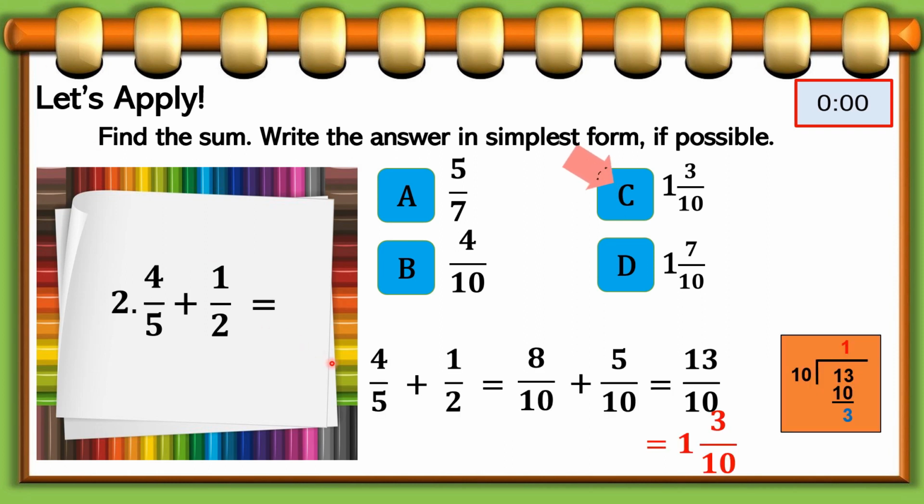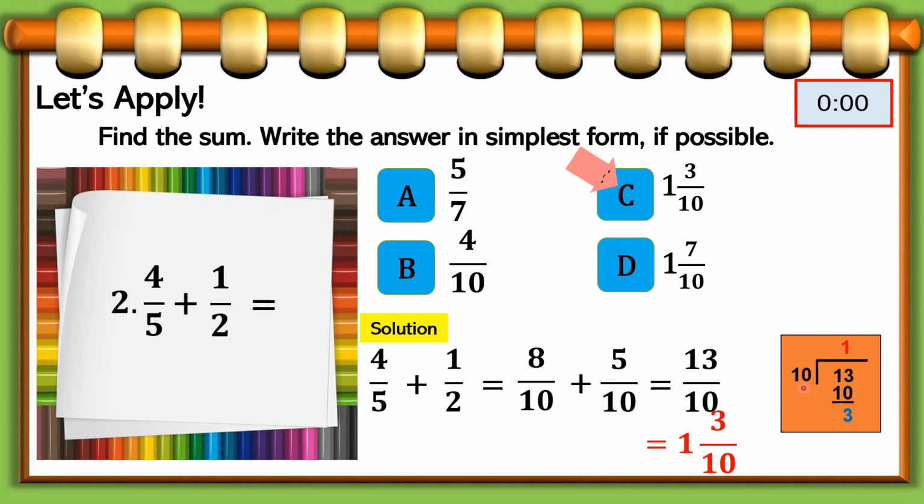Solution. First, we're going to find the least common denominator of 5 and 2. The LCD is 10. Then, 10 divided by 5 equals 2 times 4 equals 8. 10 divided by 2 equals 5 times 1 equals 5. Then add the numerators. 8 plus 5 equals 13. Copy the common denominator. Since the answer is an improper fraction, change to a mixed number.